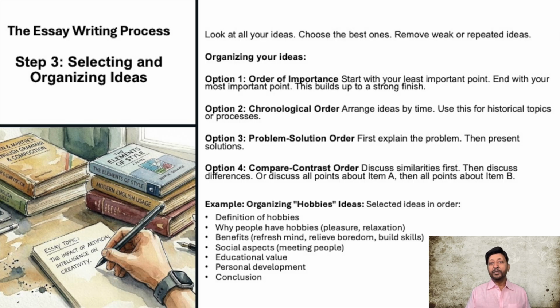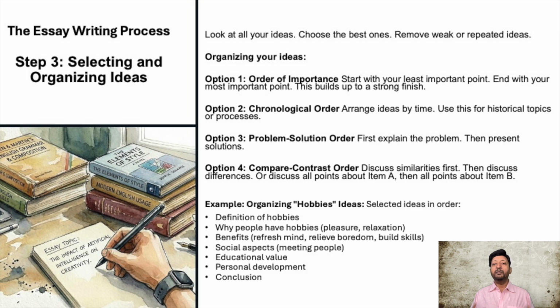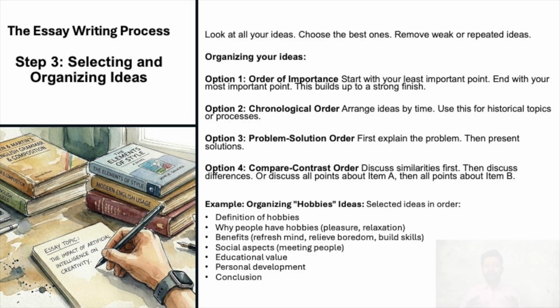Again, we look at the topic that we have been discussing, hobbies. Here is how we have set it out. The first paragraph, the definition of hobbies. Then, why do people have hobbies? For pleasure, for relaxation. Then, what are the benefits of hobbies? How it refreshes the mind, it relieves anxiety, relieves boredom, relieves stress, builds skills. Then we look at the social aspects. We may be meeting people with these hobbies. If you're going out to play cricket, you might be meeting people and building up a team. The educational value, the personal development, and finally, the conclusion.